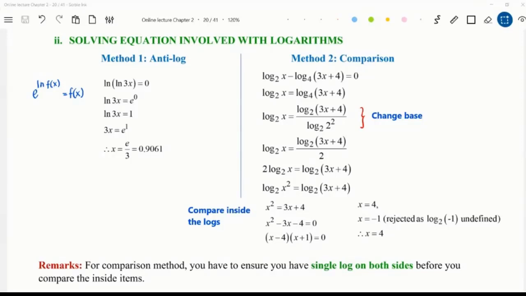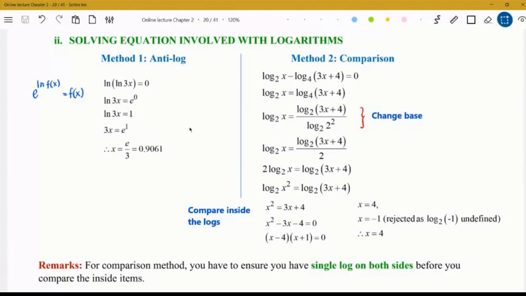So today we continue with the last part for 2.1, and then I will continue with 2.2. Okay, so we have done until simplify the logarithm using rules of logarithm. So now we continue with equations involving logarithm. I put the example here since we have two methods: the first method, we use anti-log, and the second method we use comparison.